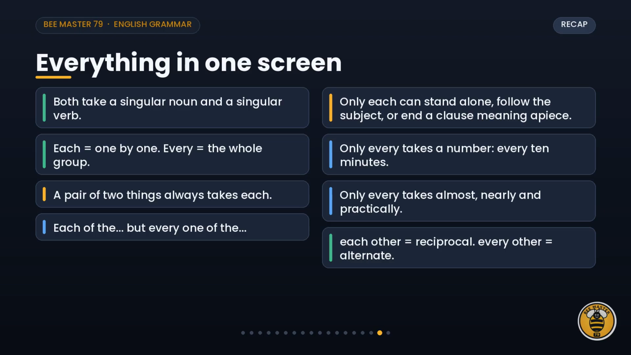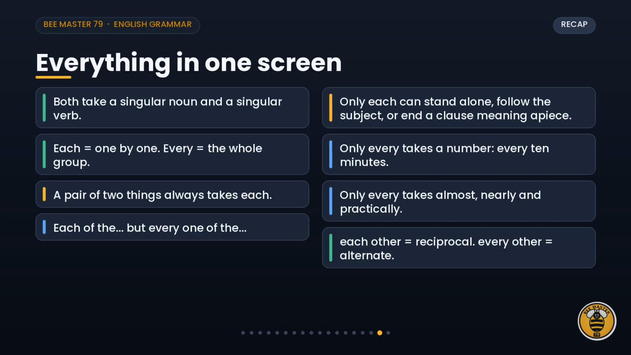Here is the whole lesson on one screen. Both words take a singular noun and a singular verb. Each looks at the members one by one. Every looks at the whole group. A pair of 2 things always takes each. You can say each of the, but you must say every one of the.